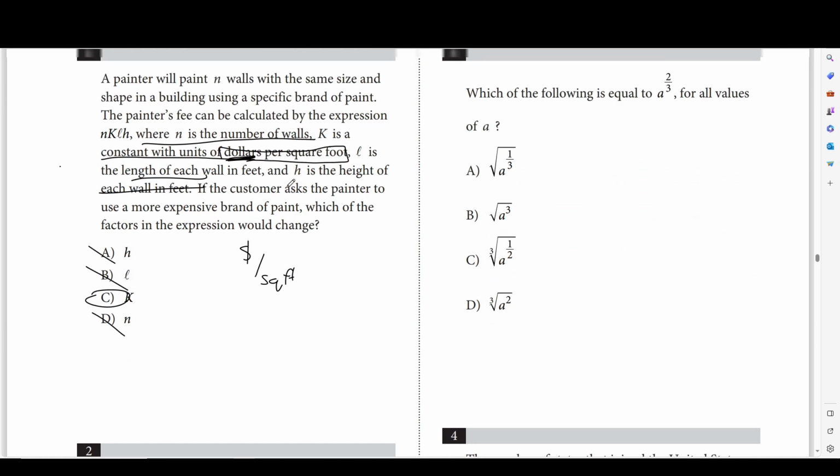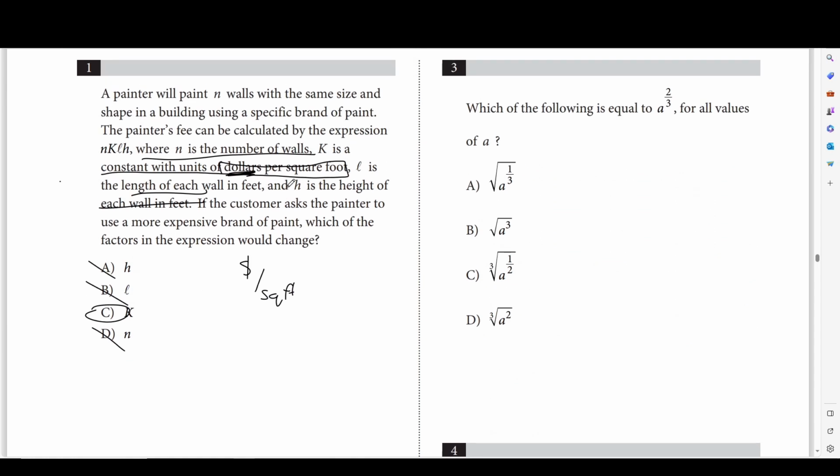So choice D. Moving on to number 3, it says which of the following is equal to a to the power of 2/3 for all values of a. If you don't know this rule about exponents, whenever you raise something to a fraction, the numerator of that fraction is what you're raising this number to, and your denominator is going to be the degree of the root.